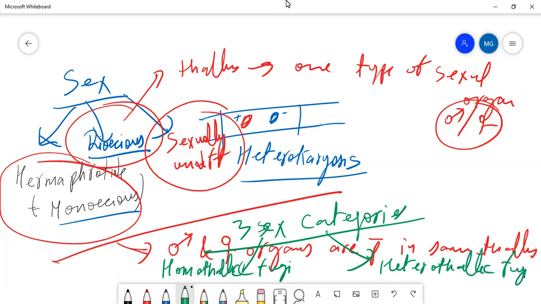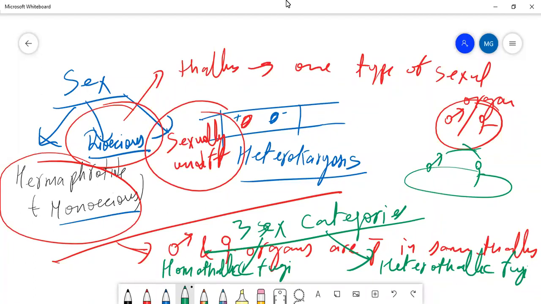Very simple. When I say homothallic fungi, the thallus is monoecious, but it is self-fertile. So our thallus is monoecious and self-fertile. Fertilization happens among themselves. In one thallus there is the male and the female, and they fertilize among each other. So this is homothallic fungi.